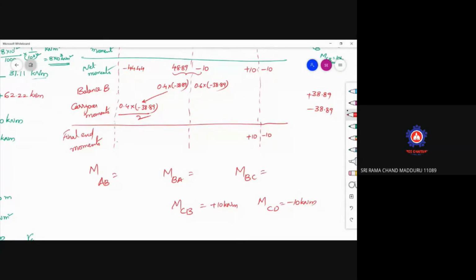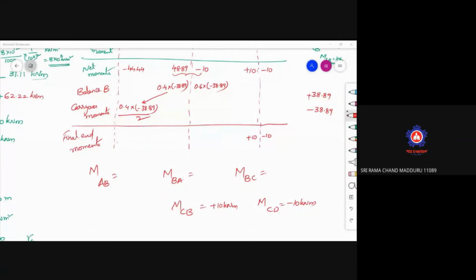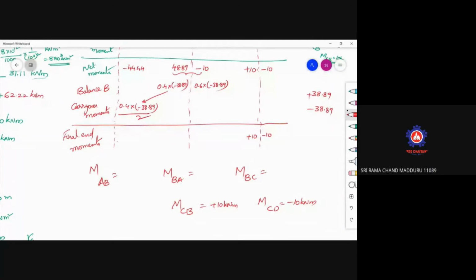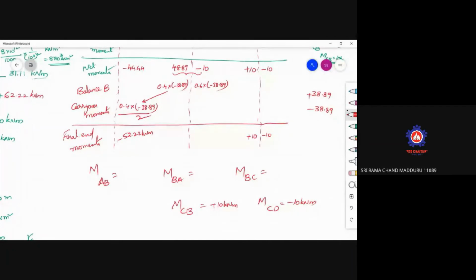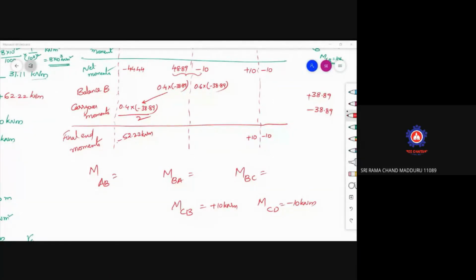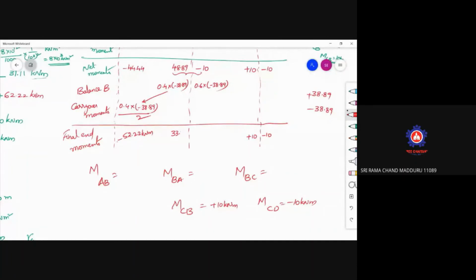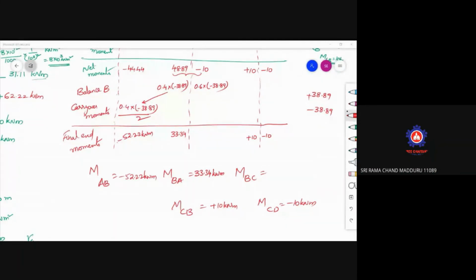What is this value here? If you write minus 52.218, which one is that, MAB or MBA? Which one do I have to write here? AB. So minus 52.22 kilonewton meter, which is MAB. And what is the MBA value? 33.33. Yes, 33.34. You people should be quick. 33.34 kilonewton meter. MBC, minus 33.34.